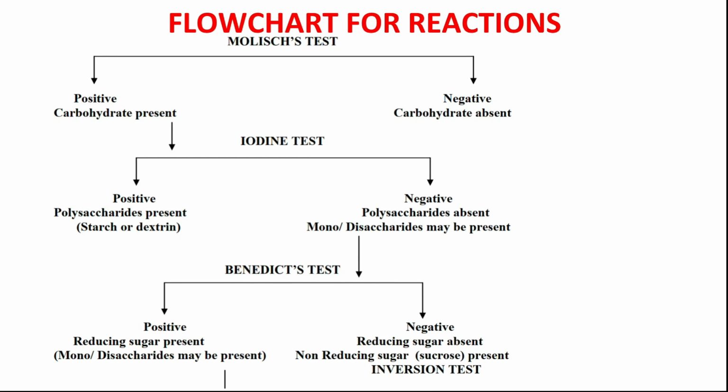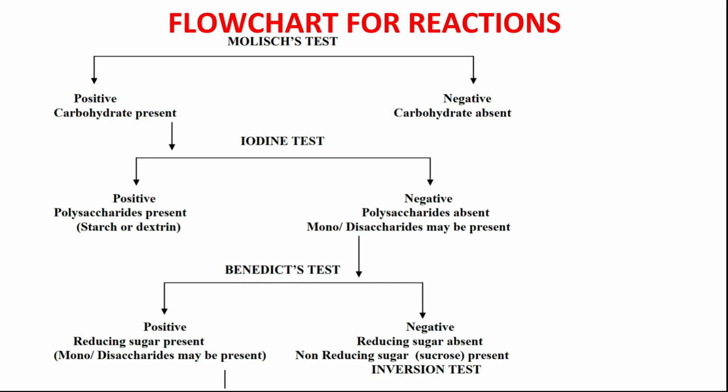Let's see. As you can see in the flowchart, first you are supposed to do the Molisch test. If it comes negative, it means carbohydrate is absent. But if positive, being a common test, we can say we have a carbohydrate in our sample. Then we proceed with the iodine test. That test is for polysaccharides. If it comes positive, our sample has polysaccharides, either starch or dextrin, and we can find out which based on the color that is produced. If it comes negative, we have either mono or disaccharides.